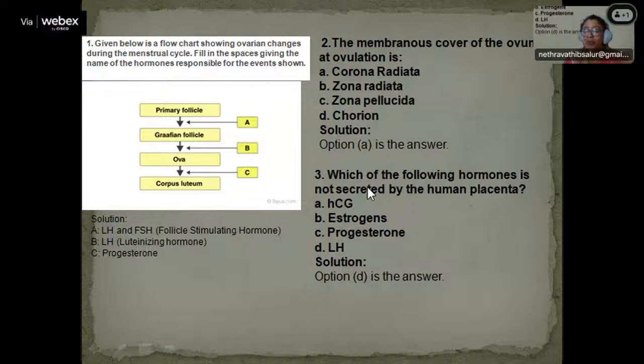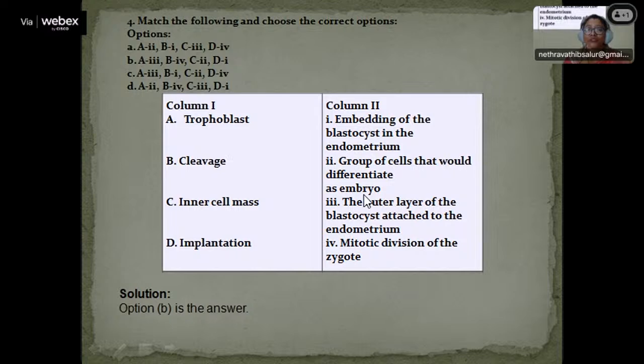So LH is not produced by the placenta. LH is produced by another source, that is, it is produced by Sertoli cells. Sertoli cells produce this luteinizing hormone. So therefore this is the correct option. So LH is the correct option, which is not produced by the placenta. Now let us move on to the fourth question.